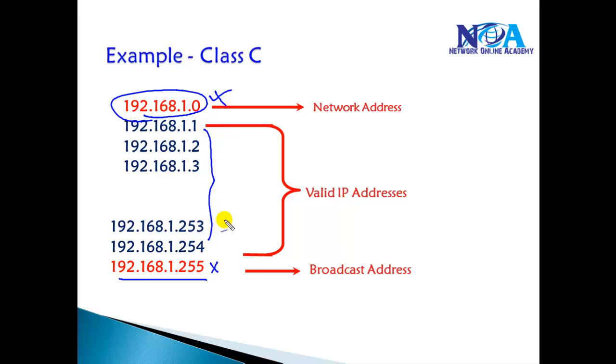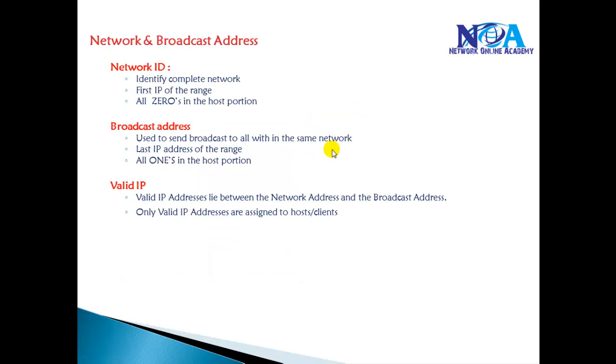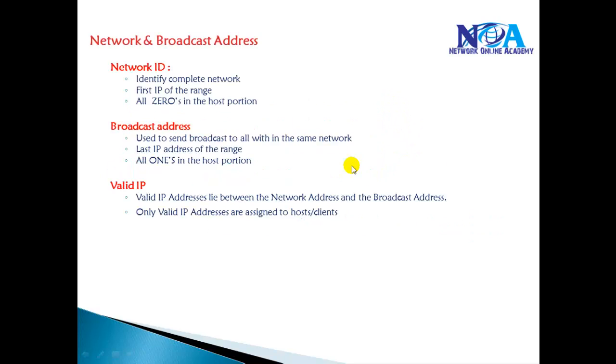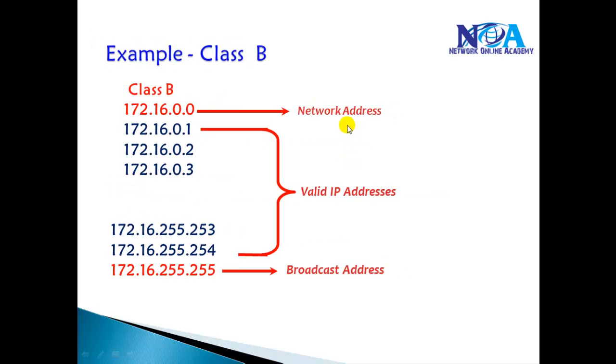Whatever addresses are in between will be referred to as valid addresses. The same thing applies for all the classes. In the C class, in total there are 256 addresses. Of those, two addresses we cannot use, so a maximum of 254 devices I can connect. Again in the B class we get 65,536 addresses. We cannot use the first and the last, which means we can only use 65,534 addresses. And the same thing applies for A class also. So the first address is the network address, and the last address is the broadcast address.